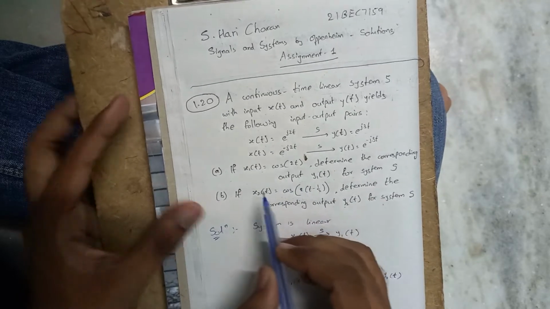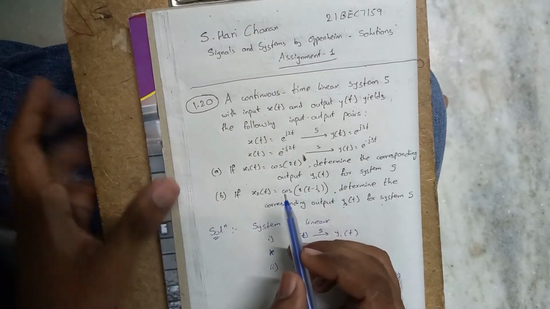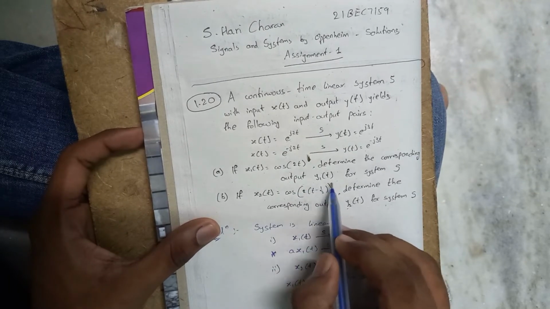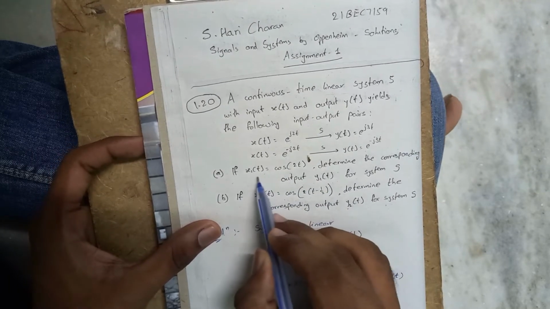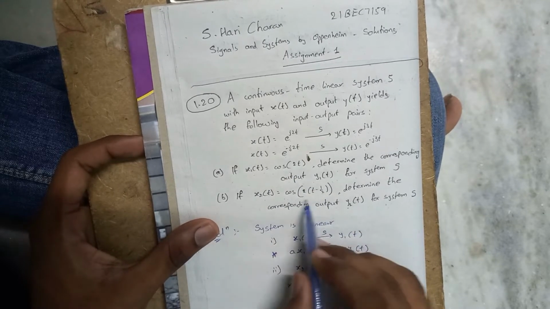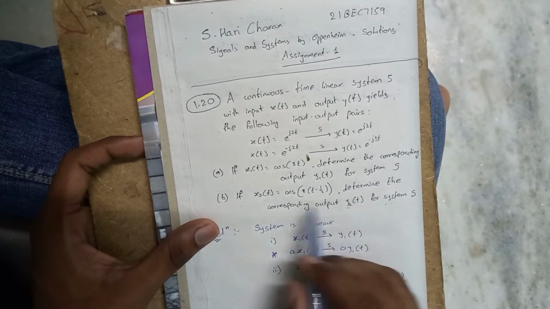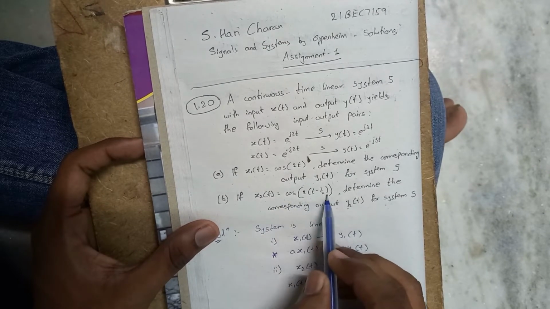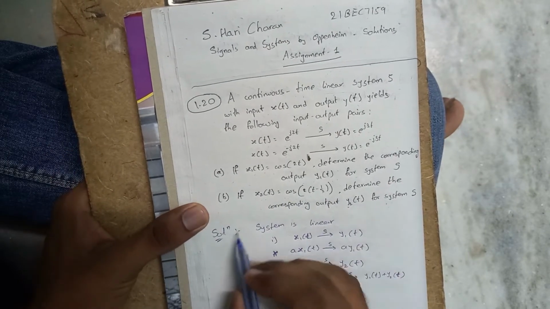So what we have to find? We have to find two things. First, we have to find the output y1 of t for the input x1 of t equal to cos 2t. And second, we have to find the output y2 of t for the input x2 of t equal to cos of 2 into t minus 1 by 2. So here is the solution.